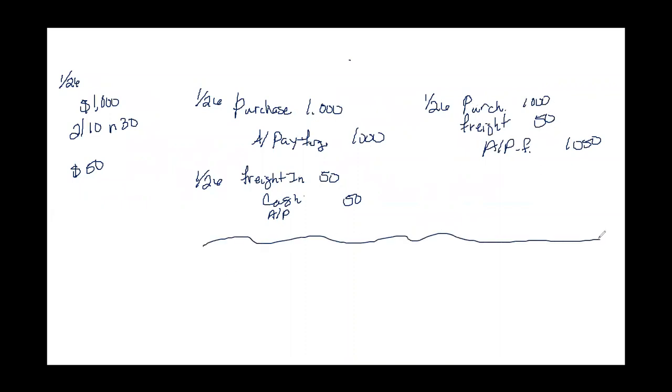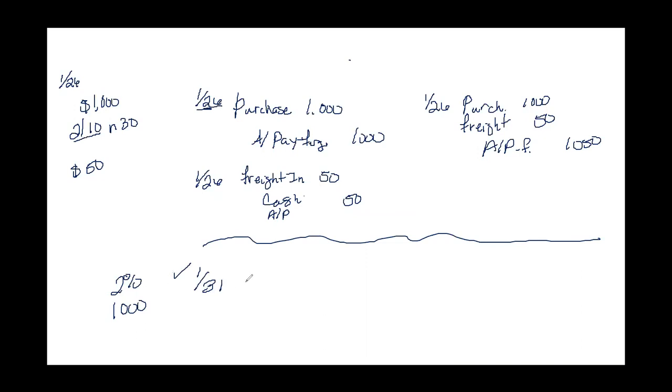So let's say we are going to make payment on January 31st. Now, remember, you have to watch your dates here. We get a 2% discount if we pay within 10 days. If we bought it on the 26th, are we within our 10 days on the 31st? Yes. So we're going to get a 2% discount on the $1,000, not the $1,050, just the 1,000.